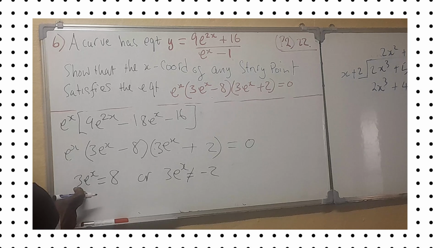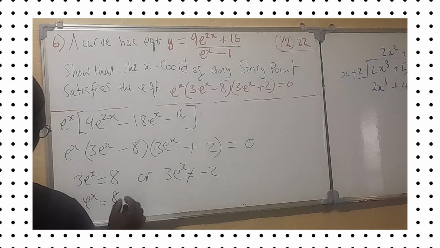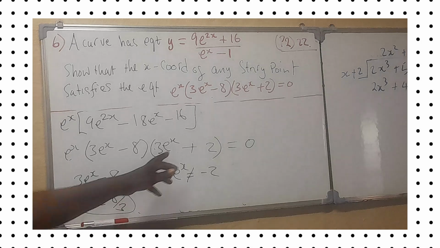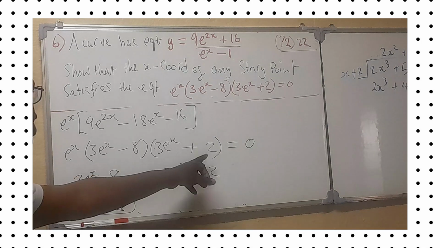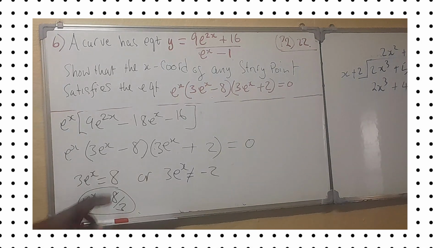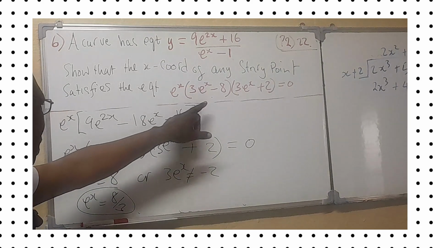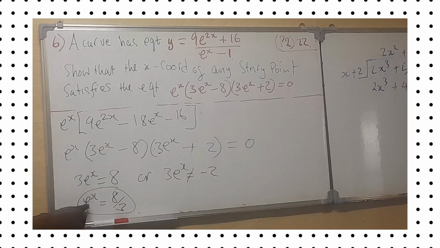The only possibility is 3e to the power x is equal to 8, from which we can conclude that e to the power x is equal to 8 over 3. So that's the only possibility, this one being ruled out because of the fact that the 2 is negative there. Therefore, there is only one stationary point, happening when e to the power x is equal to 8 over 3.